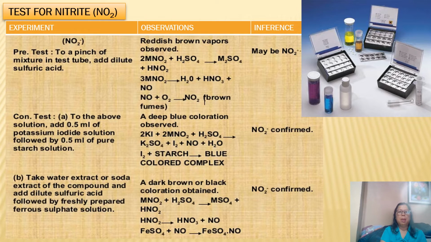And then another way is to get a new water extract or soda extract of the compound. If you add sulfuric acid, followed by freshly prepared ferrous sulfate, and a dark brown or black coloration is obtained, then you could say that nitrate is present, just like in that sample.